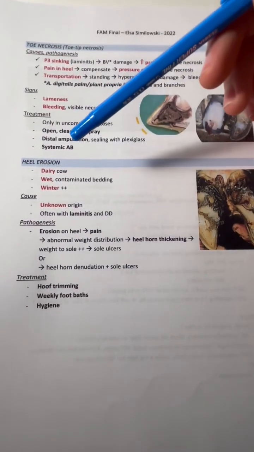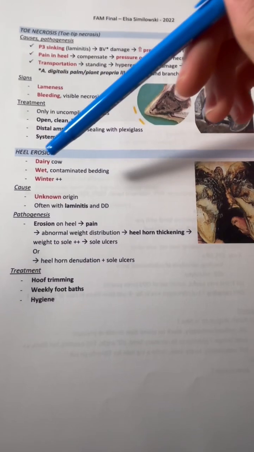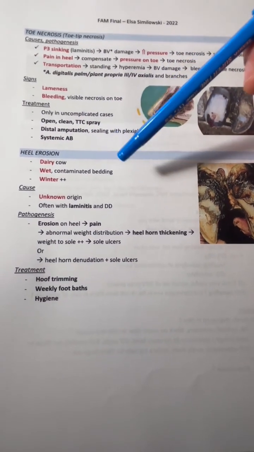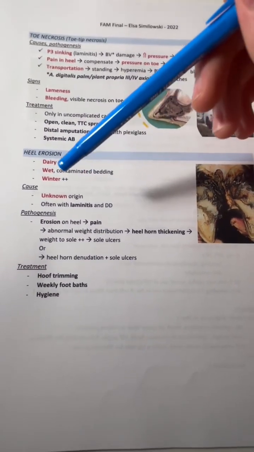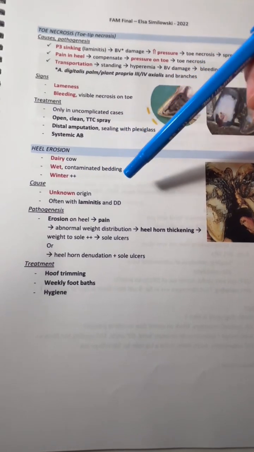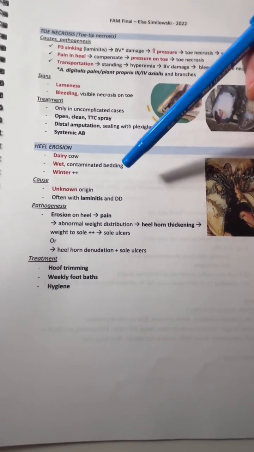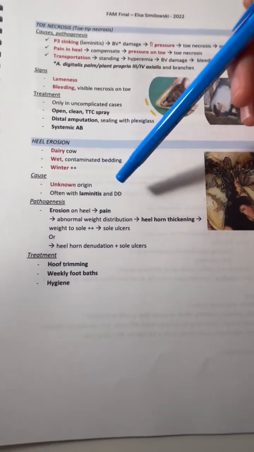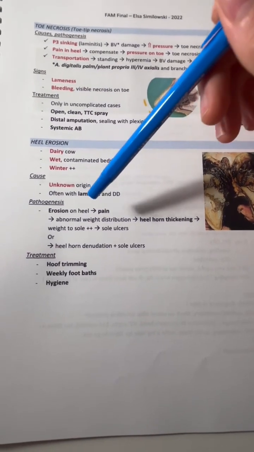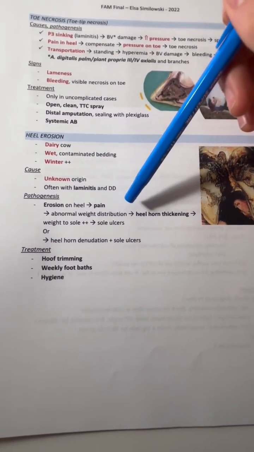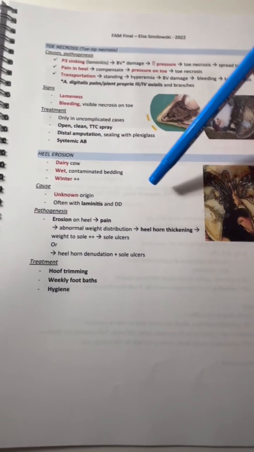And for heel erosion, it happens in dairy cows, especially with wet contaminated bedding, and it's more common in the winter. The cause is unknown, but it's often associated with laminitis. For the pathogenesis, erosion occurs on the heel, and this leads to pain, and it can often lead to abnormal weight distribution, which leads to heel horn thickening. And this can cause sole ulcers.